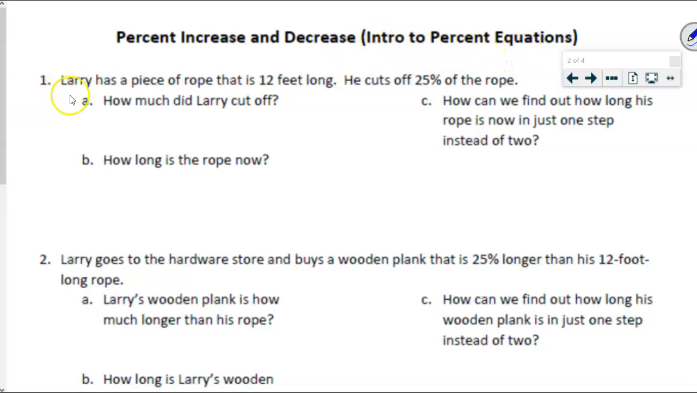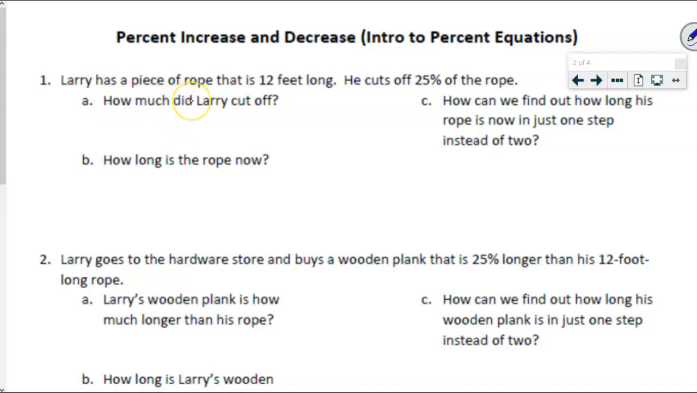So, Larry has a piece of rope that is 12 feet long. He cuts off 25% of the rope. Question 1, how much did Larry cut off? After we know that, how long is the rope now? We're going to pause the recording as students work on this, and then we'll come back together and do parts A and B together, but students in class should work on this by themselves first.